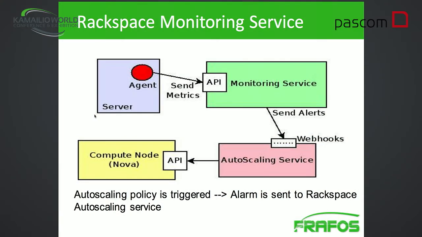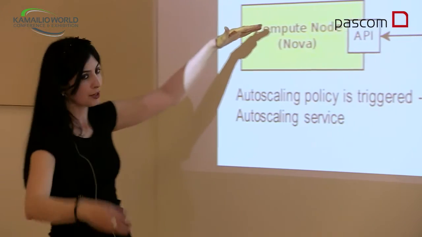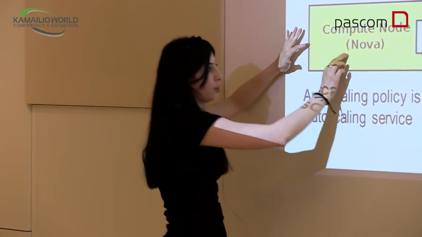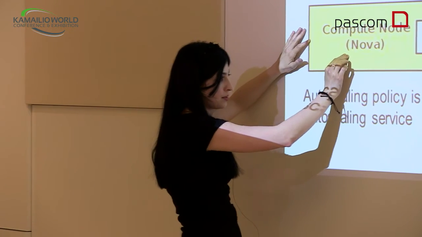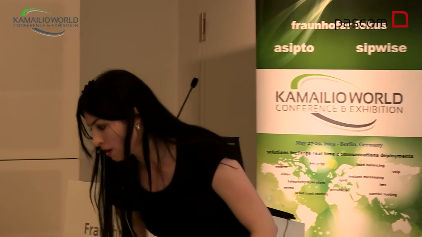So, for example, this is a server with an agent that sends metrics to the metrics API and monitoring service here, which sends an alert to auto-scaling, and then the auto-scaling service will add resources by contacting, for example, Nova, which is the control node in OpenStack, which is responsible for creating a new server or deleting a server.